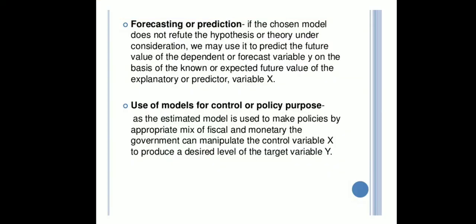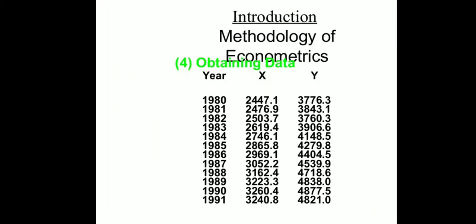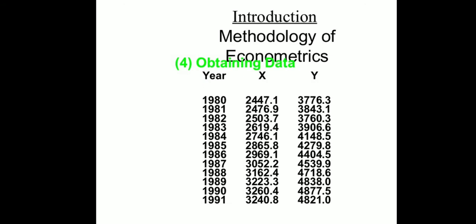Good morning. In the previous class, we discussed the methodology of econometrics. It contains 8 steps, already dictated. So let us take up one more example. Up to the fourth point: the fourth point is obtaining the data.